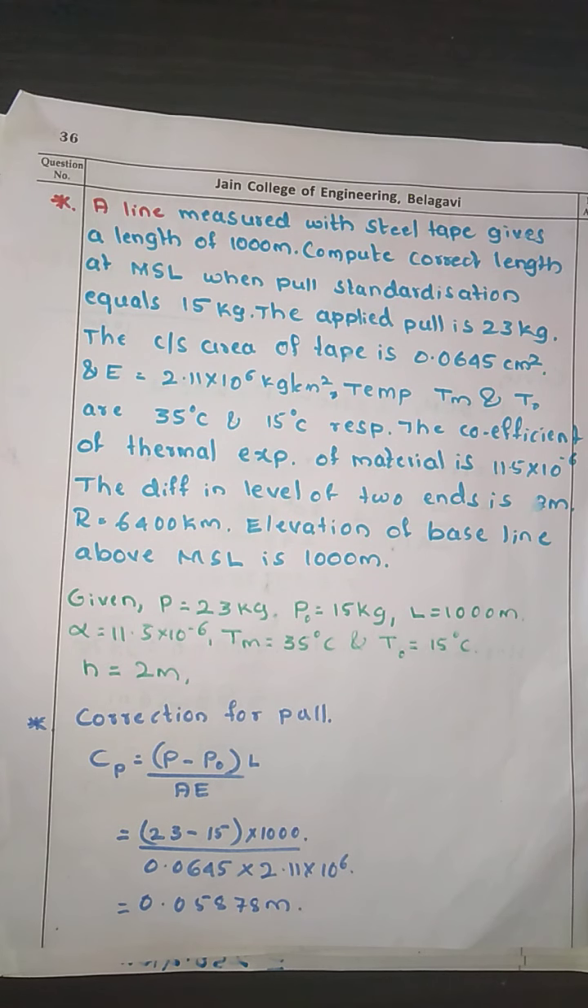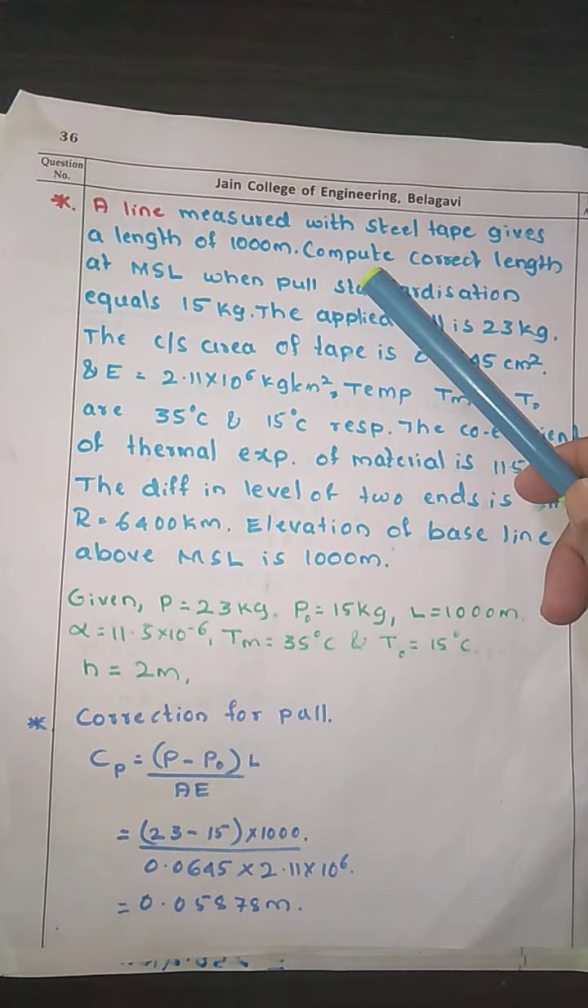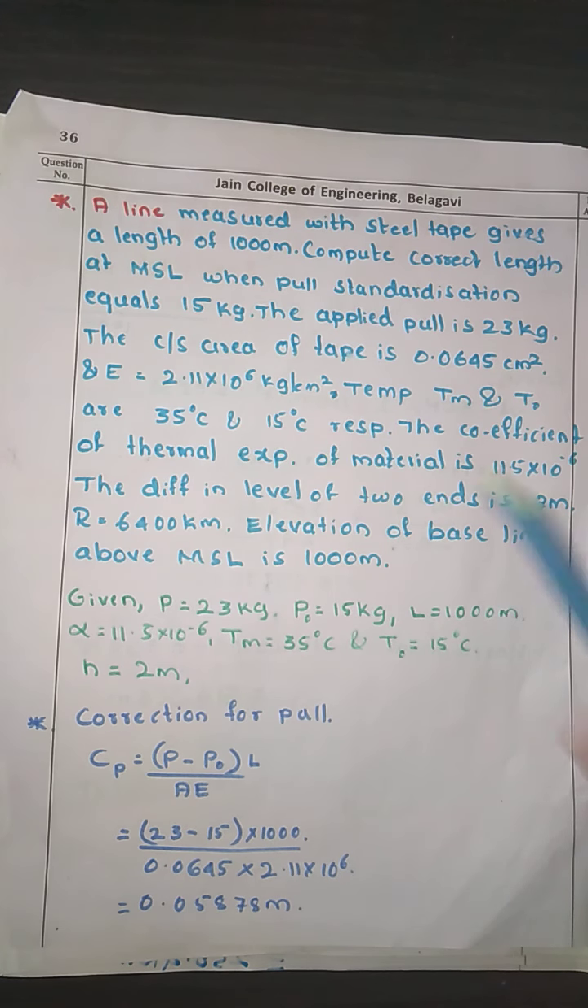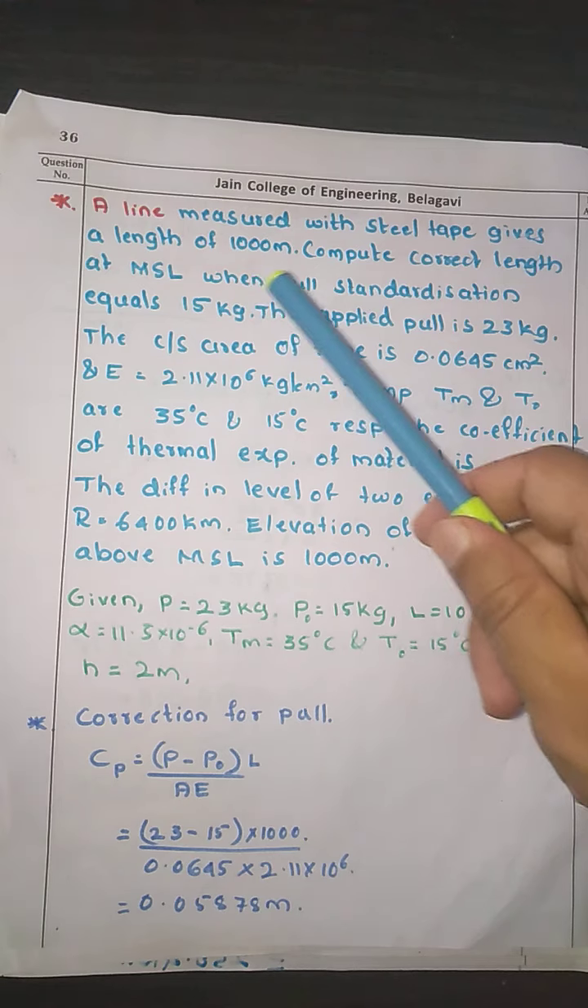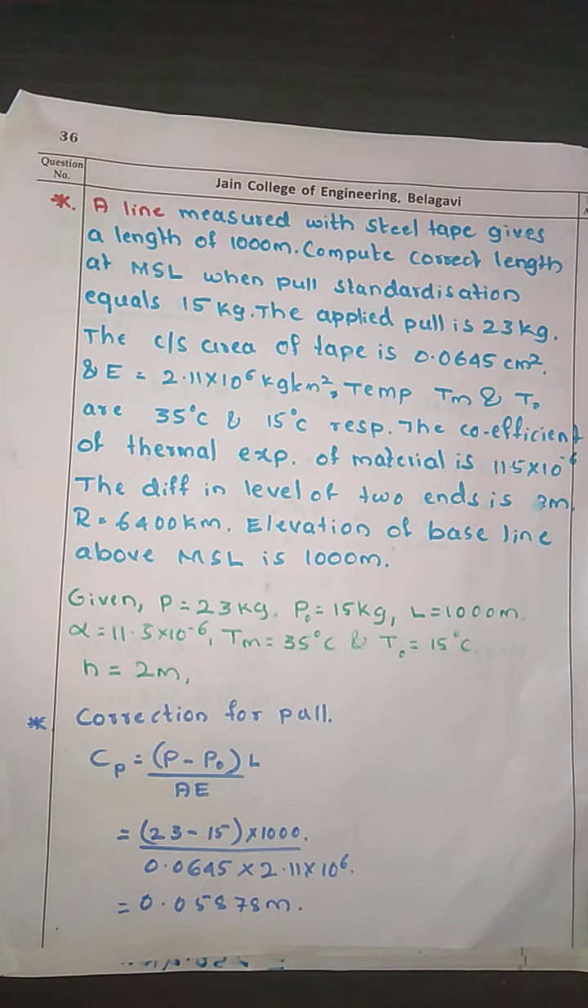Let's discuss one more problem on the measurement of tape corrections. A line measured with the steel tape gives a length of 1000 meters. Compute the correct length at mean sea level when the pull at standardization is equal to 15 kg. The applied pull is 23 kg.